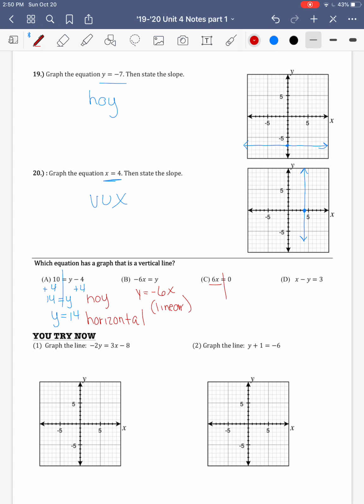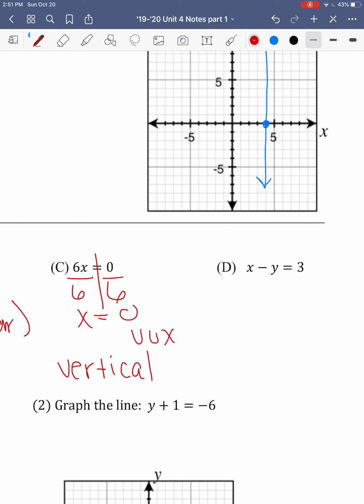In C, since I don't have a y, I'm going to get x by itself. So I divide by 6, and I get x is just equal to 0. Because I see x, I know that's VUX, so I know it is vertical. And then in D, I could get y by itself. This is a good one to review. So I'm going to subtract x from both sides. That leaves me with -y is equal to -x plus 3. Then divide everything by -1, and I get y equals x minus 3. Because I have x and y in there, I know it's simply linear.